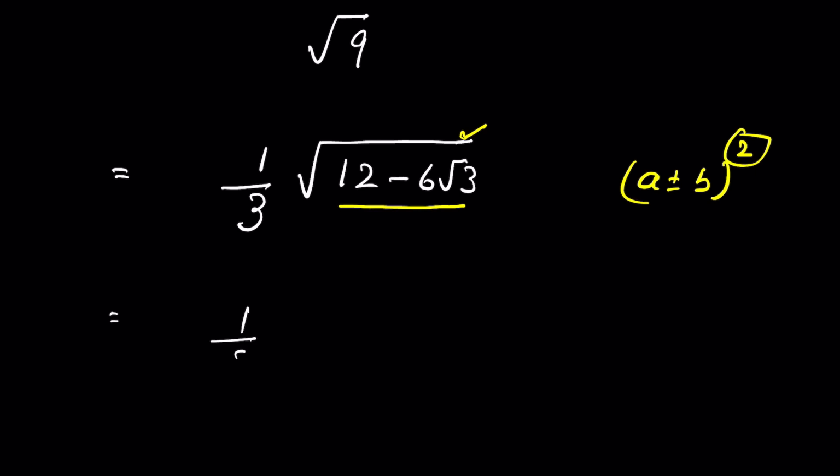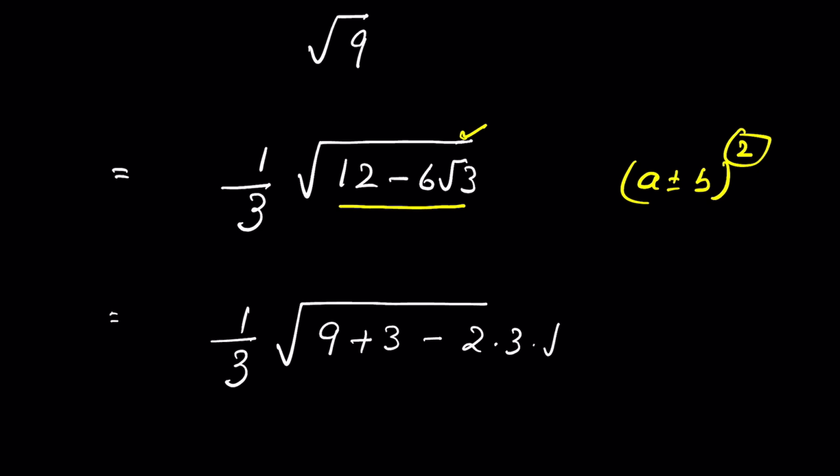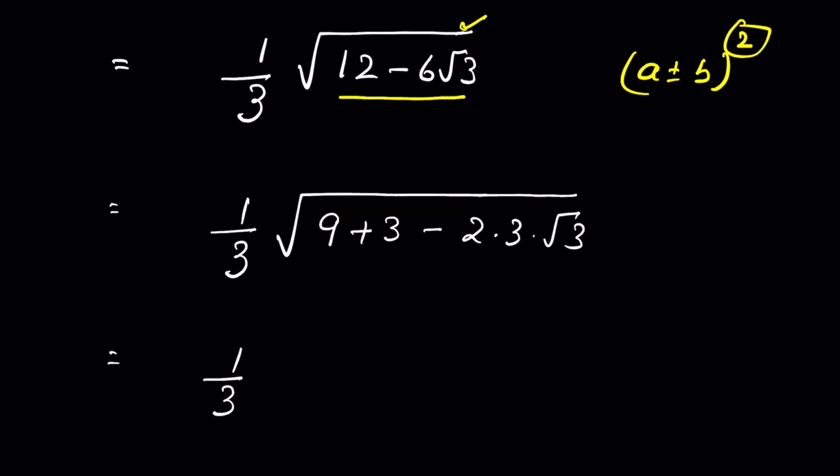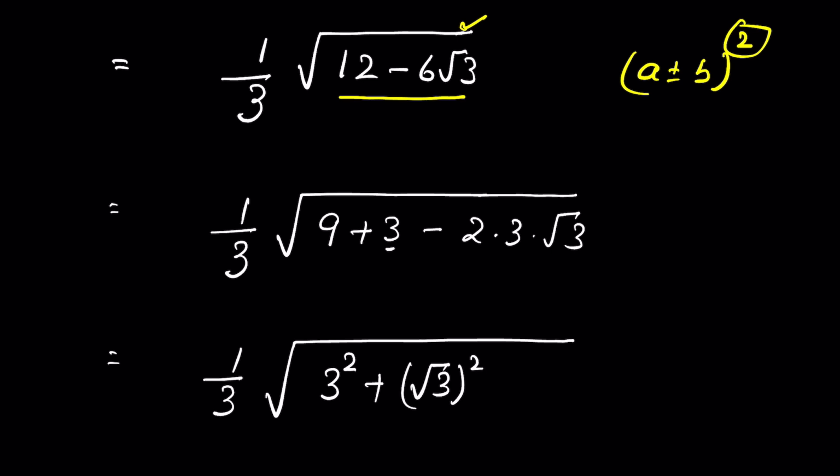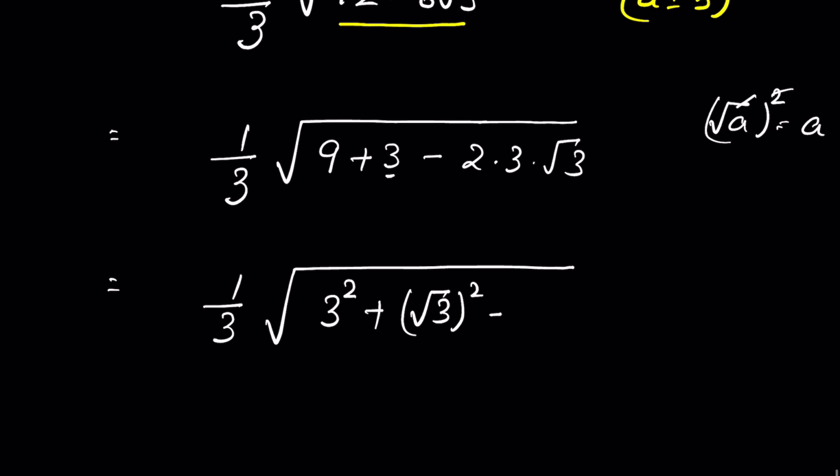So 1 upon 3 then times 12, we can write it as 9 plus 3, minus 6 times square root of 3 as 2 times 3 times square root of 3. Or 1 upon 3, then 9 as 3 square plus 3, we can write it as square root of 3 square, because when a number is under square root, we square it, this square root gets removed with the square, so it is equal to a. So 3 can be written as square root of 3 square, minus 2 times 3 times square root of 3.